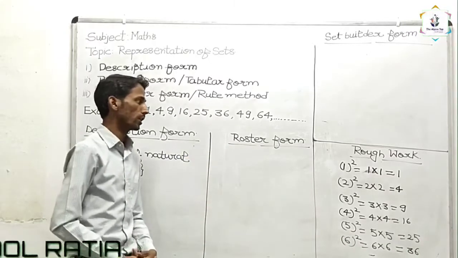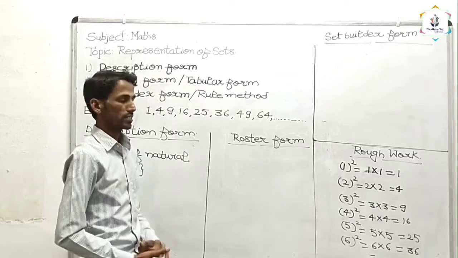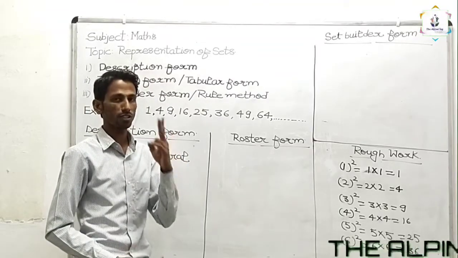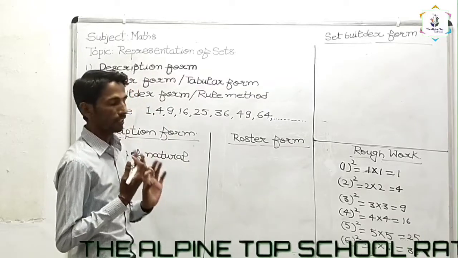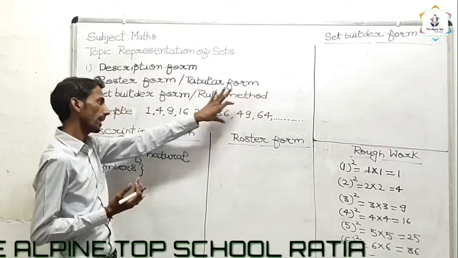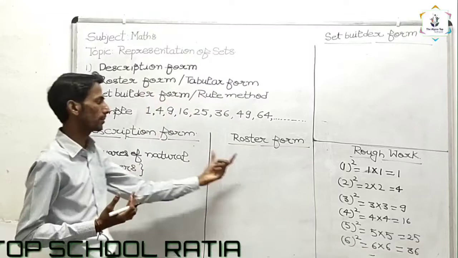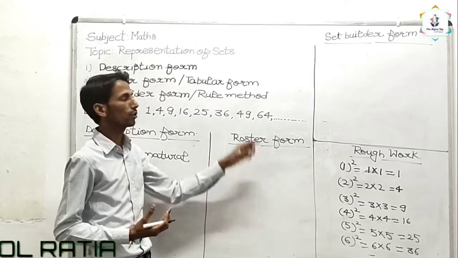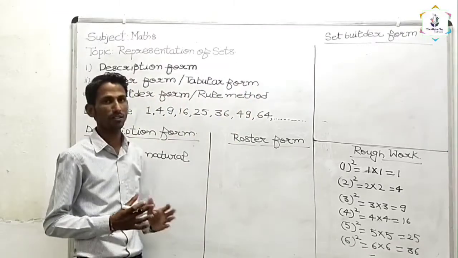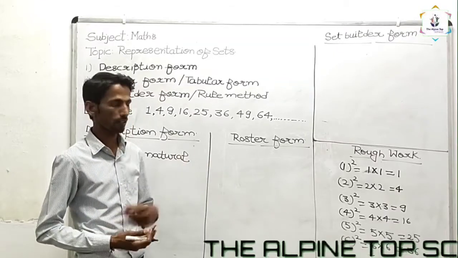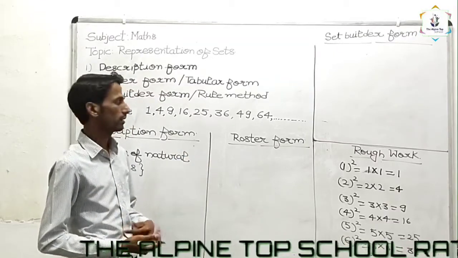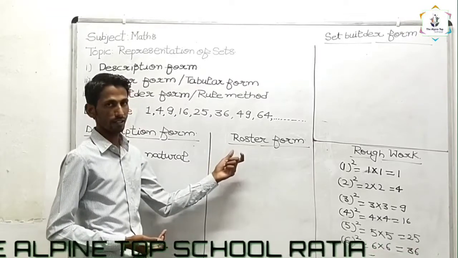Now, what is the meaning of roster form? Which things we have to keep in our mind? Dear students, you have to keep in mind two things. First, you must enclose all the elements of the given statement in the curly bracket, and all the elements must be listed and separated by commas. These two points, when you keep in mind, you are able to write the roster form very easily like this.